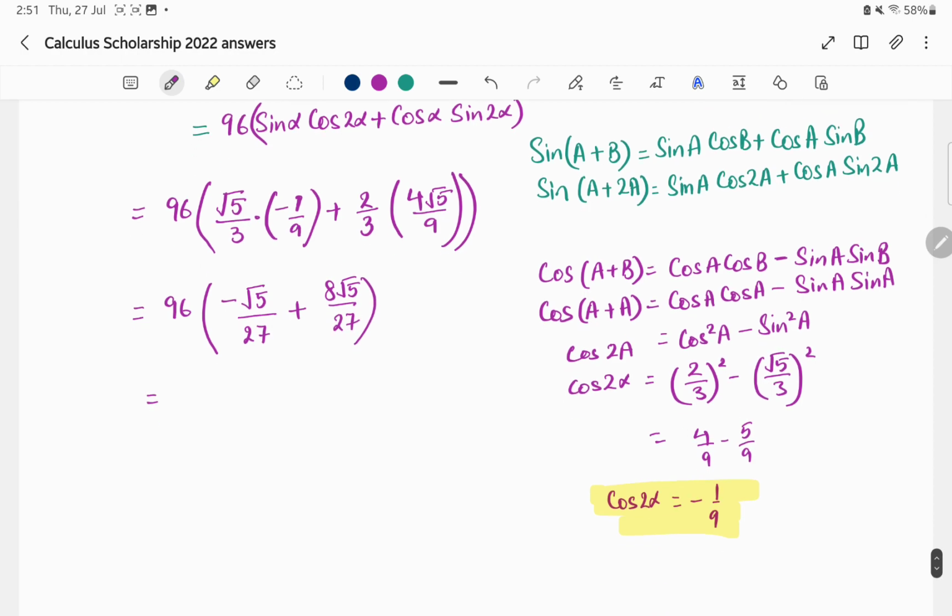Make sure you are not converting into decimals because we need the exact value. So we need the value in surd form. So it's going to be root 5. It's going to give us 7 root 5 over 27. Now 96 times 7 is going to be 672. So 672 root 5 over 27.